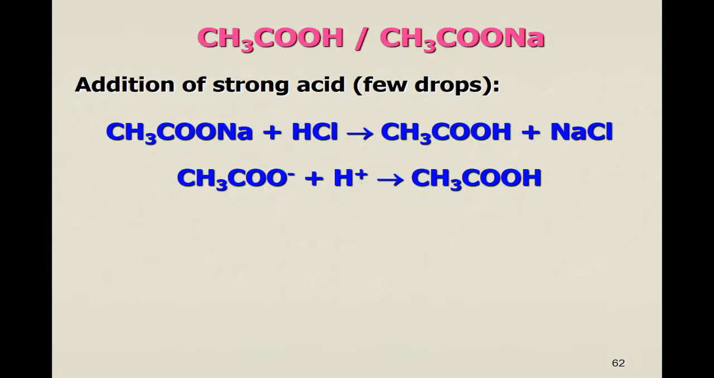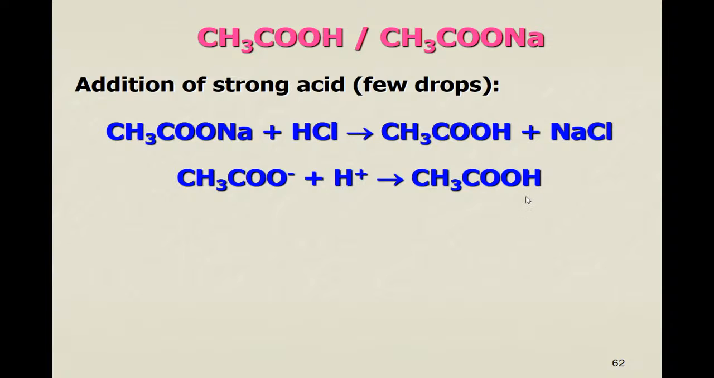What will happen if we add some amount of strong acid, hydrochloric or sulfuric or nitric? Really, again, just a few drops. So what has happened? The acid reacts with the salt. The salt is the second component which neutralizes the acid effect, forming a weak acid and a salt, in our case sodium chloride. It's an ion exchange reaction. If we write the ionic equation, we will see that again sodium and chloride ions are cancelled, and as a result we see the net ionic equation, where the acetate ion with a proton forms acid.